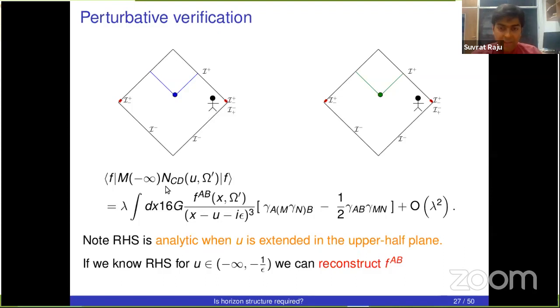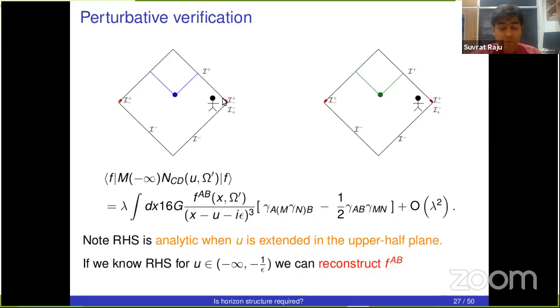However, notice that this right-hand side is analytic when u is extended in the upper half plane. And so if you know this right-hand side very carefully, for u being in the region minus infinity to minus 1 over epsilon, you can explicitly reconstruct f. Another way of saying this is that by measuring this right-hand side for different values of u, you would get all the moments of f, and that would allow you to explicitly reconstruct what this function f was. So in this example, as I tried to point out, this is a perturbative verification of the statement that in fact the operators, these blue operators, which you could have evolved using the equations of motion to some operators here, the information in those operators can also be obtained by operators in this little red region.